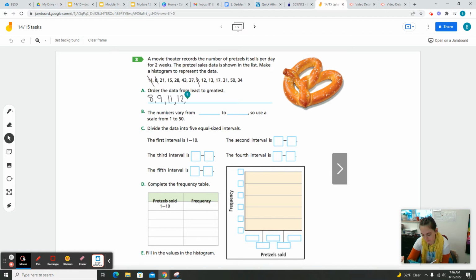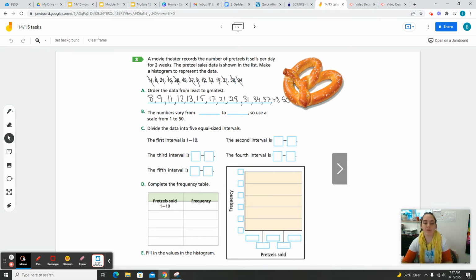12, 13, 15, 17, 21, 28, 31, 34, 37, 43, and 50. Okay, that should be all of them.